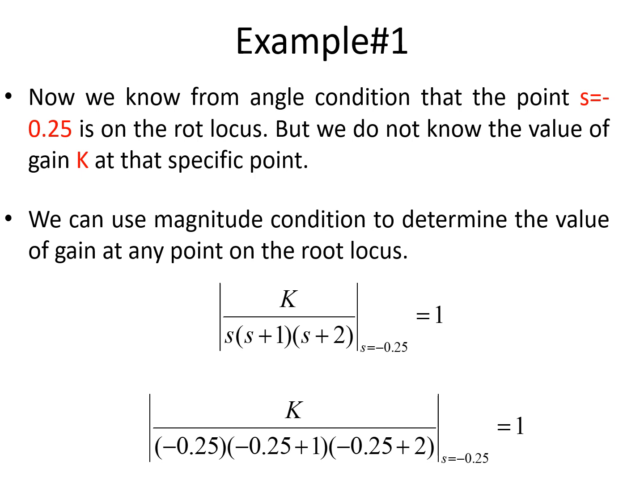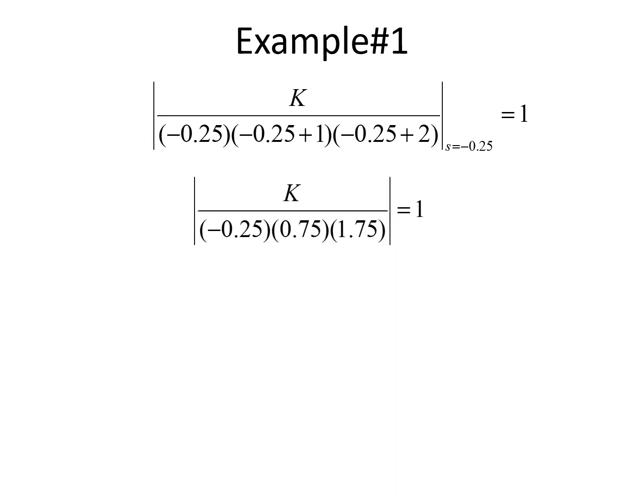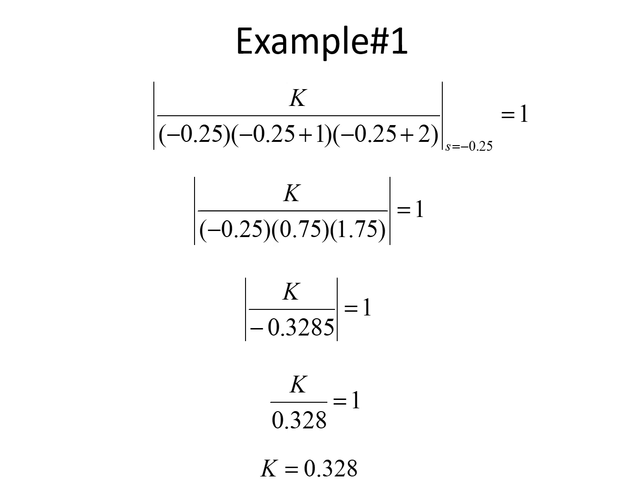So wherever we have s, we replace it with minus 0.25. When you simplify, we get K divided by the product of 0.25, 0.75 and 1.75 is equal to 1. Simplifying this, you get K divided by 0.328 is equal to 1, after taking the magnitude. So K is equal to 0.328. This is the gain value we are supposed to have to satisfy the magnitude condition.